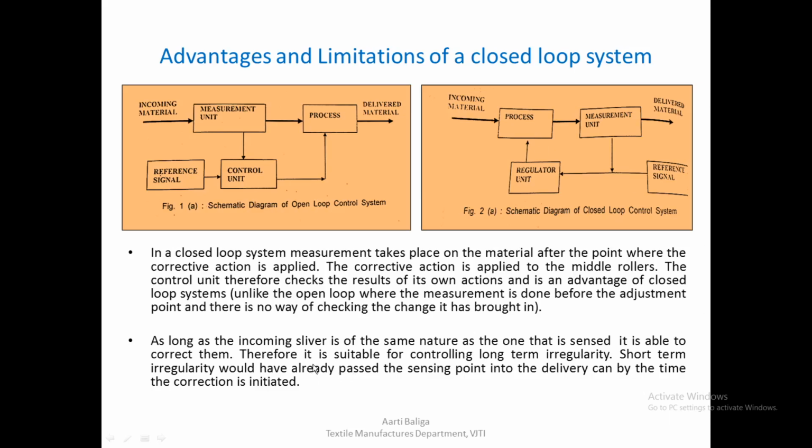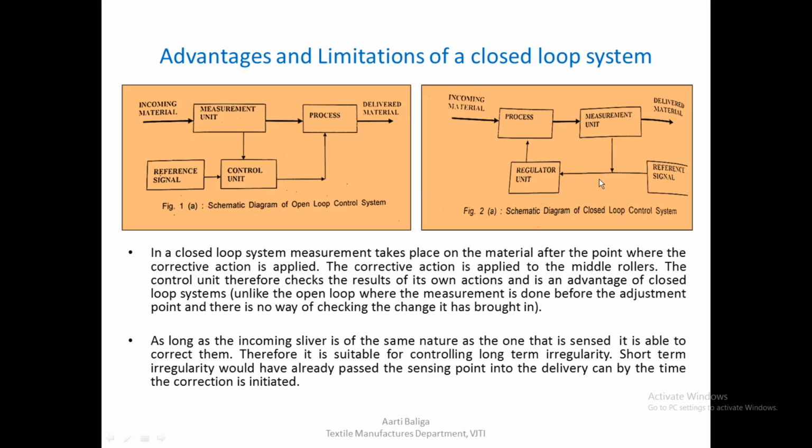So as we can see, it is suitable for controlling long-term irregularity, because if say a long term of say 250 meters of length of faulty material is coming in through the process, then barring a few inches or centimeters that would have passed in the beginning for measurement, after that all the remaining length of fault that is coming in through the process would get corrected by this closed loop system.